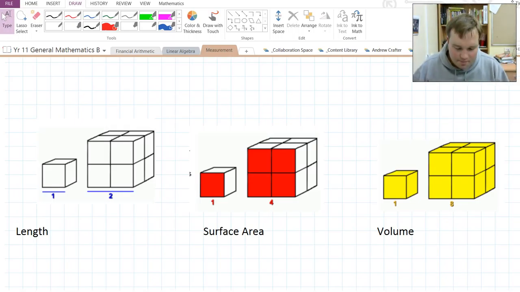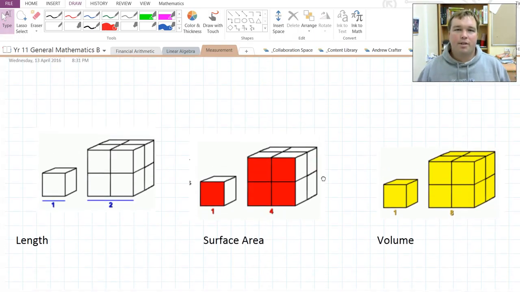Good morning, Year 11s. Today we're going to look at similar shapes, so in 3 dimensions this time, and why giant spiders don't exist. We'll get to that in a second, and of course we're going to end with a cat video.